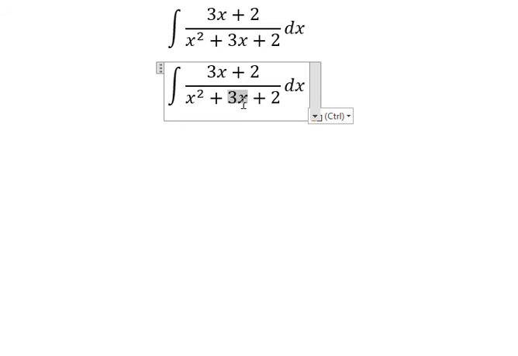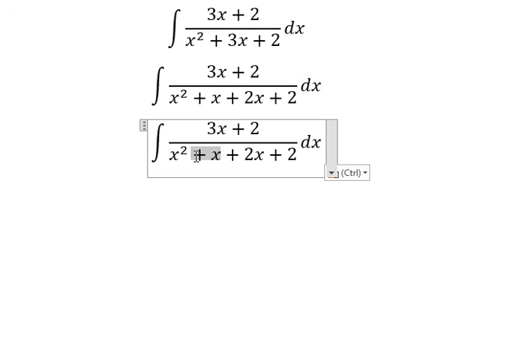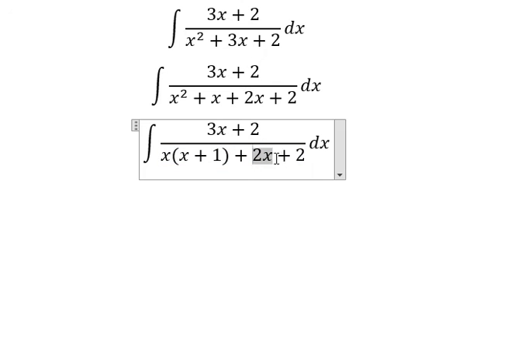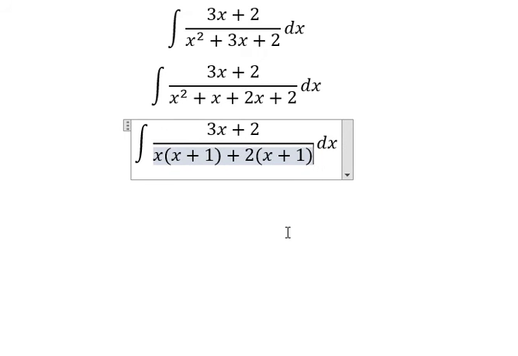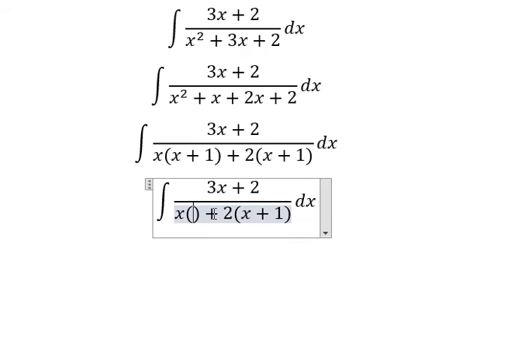About 3x, I can put into x plus 2x. Next, we can do factorization by x. This one by number 2. Next, we can do another factorization by s plus 1.